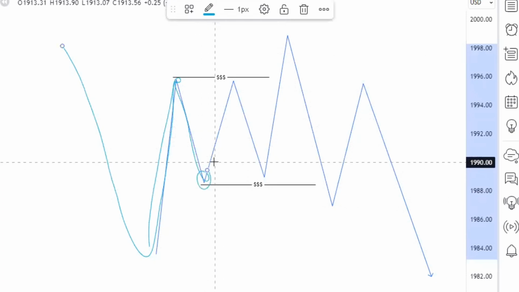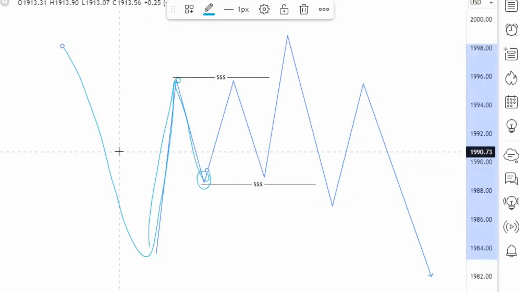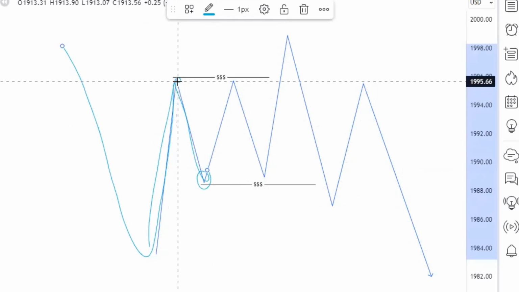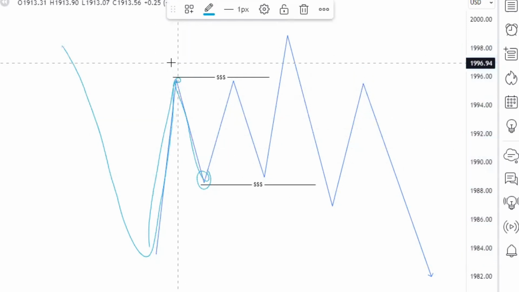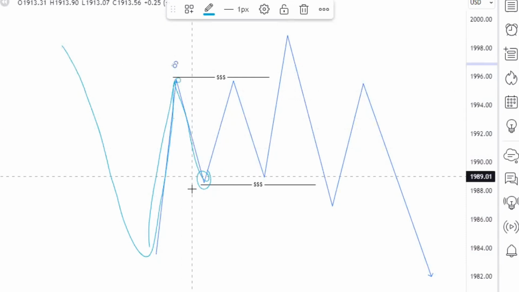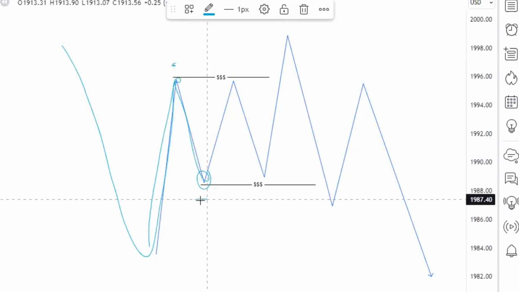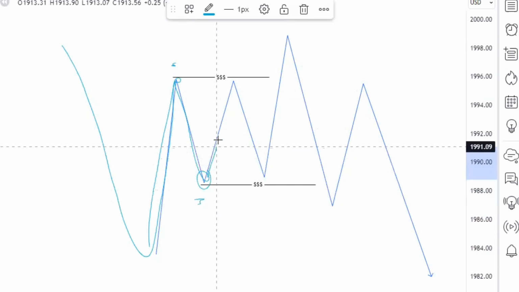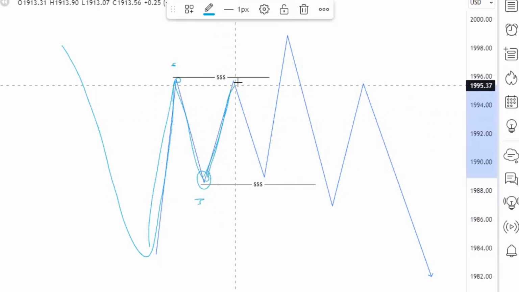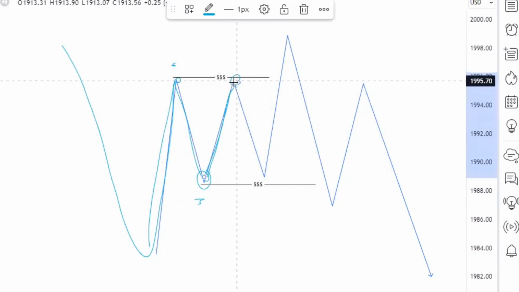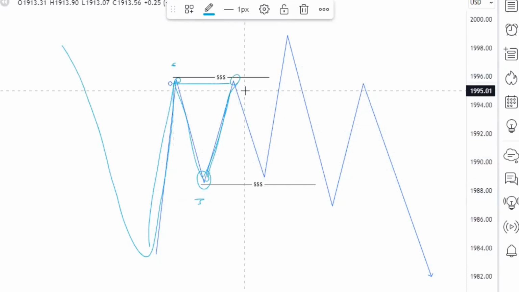Now, in my previous videos, I told you something about liquidity. I said liquidity usually rests above previous highs and below previous lows. So now, seeing that price has formed this high and this low, what does it tell you? It means that liquidity lies above this high and price has left liquidity below this low. Price went up and formed another high, and this high is equal to the previous high.